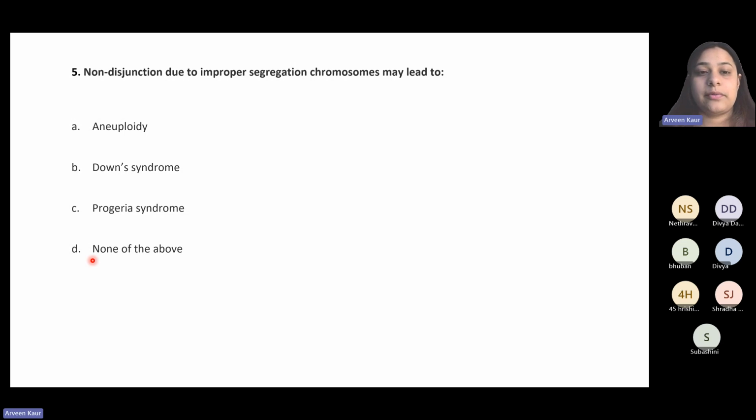So for this, I hope you remember what non-disjunction is, right? And what these terms signify: aneuploidy, Down syndrome, progeria syndrome, etc. Right? I hope you remember that.